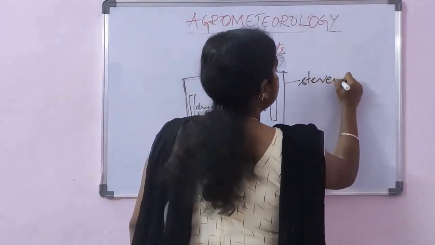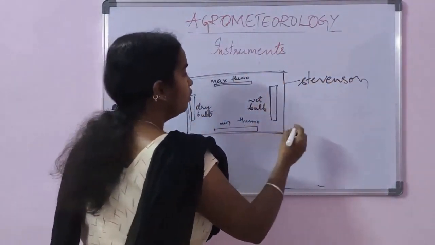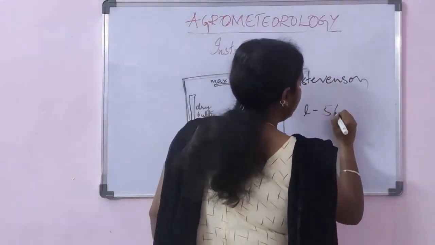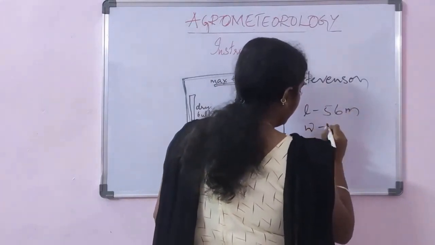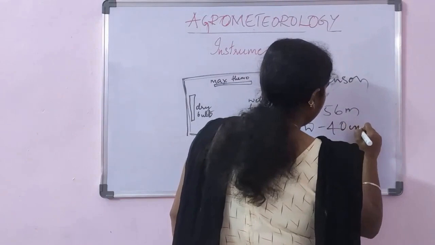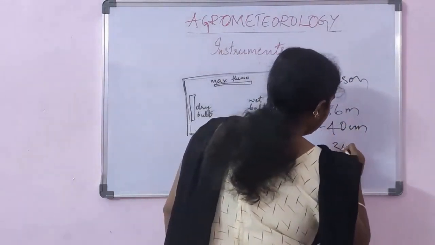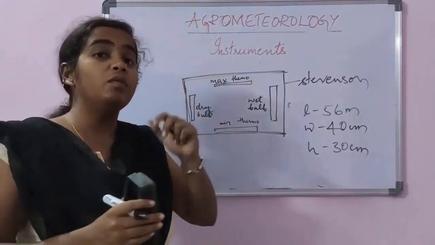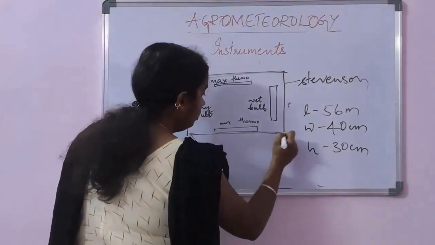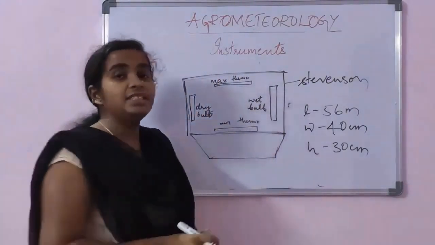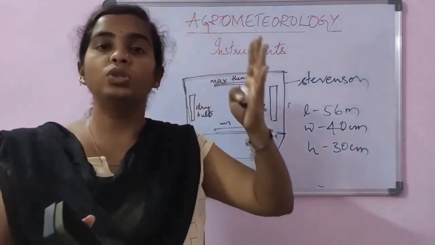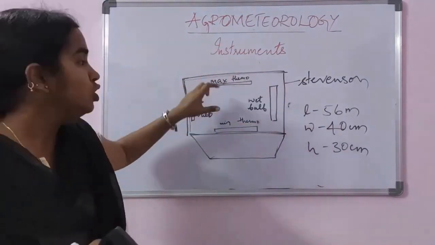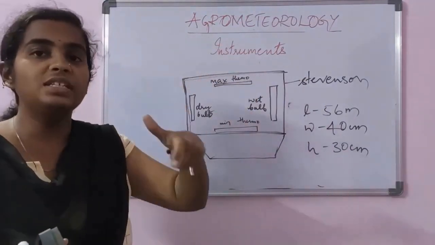We will name it the Stevenson screen, and the measurement of this Stevenson screen will be length 56 centimeter, width 40 centimeter, and the height will be 30 centimeter. Now this Stevenson screen will have a door for opening at the bottom. The Stevenson screen should be faced to the north to avoid excess solar radiation into the Stevenson screen. So this is the basic of the Stevenson screen.